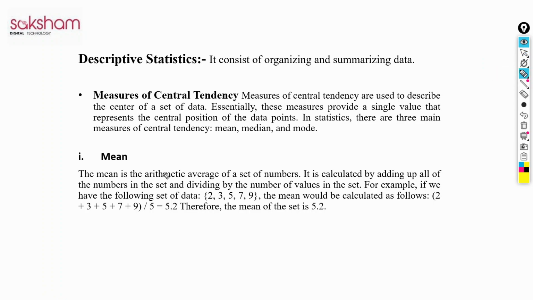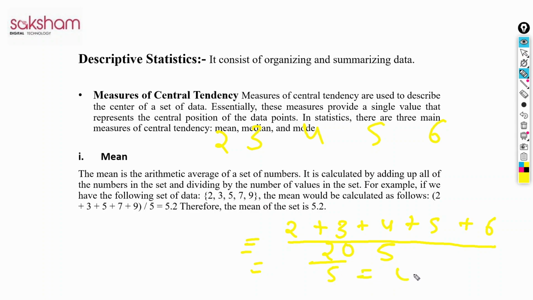Here we have data like 2, 3, 4, 5, 6. We have five values, so we add these five values and divide by 5. The addition is 2 plus 3 plus 4 plus 5 plus 6, divided by 5. So 2 plus 3 is 5, 5 plus 4 is 9, 9 plus 5 is 14, 14 plus 6 is 20. So 20 divided by 5 is equal to 4. So the mean of these five values is 4.